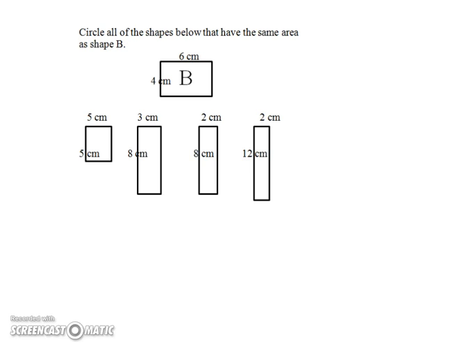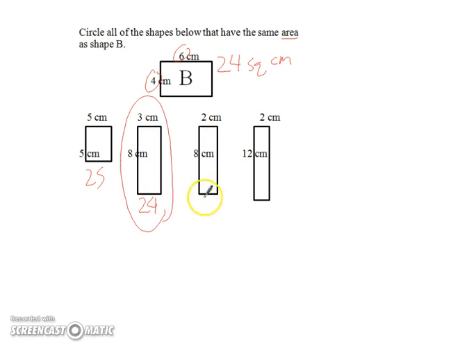Circle all the shapes that have the same area. So I'm doing length times width. 4 times 6 gets me to 24 square centimeters. So I'm looking for any shape down here with 24 square centimeters. 5 times 5 is 25. Loser. 8 times 3 is 24. We got one winner. 8 times 2 is 16. Sorry, loser. 12 times 2 is 24. We got another winner.